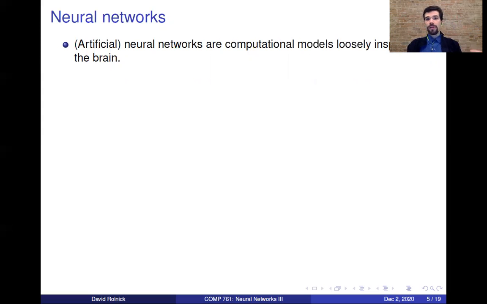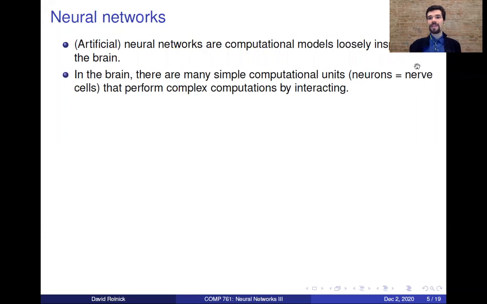But overall, neural networks are computational models loosely inspired by the brain, where the basic idea is that you have many simple computational units that perform complex computations by interacting. So you have a lot of very simple things that together give you some complicated emergent behavior. And in the brain, these are called neurons or nerve cells. But in a mathematical or computational sense, we're going to abstract away from nerve cells and have simple computational units, which are sort of mathematical functions, which are very simple. And by combining many simple functions, you get a bigger overall function or bigger overall emergent behavior.